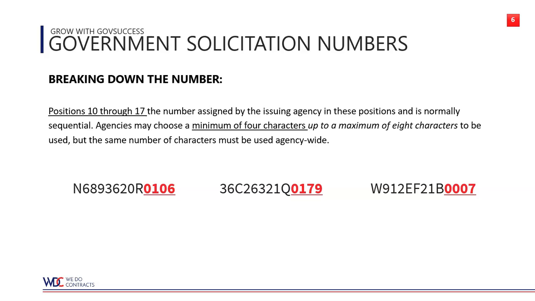The last 4 digits is just a sequential numbering system that the agency, the DODAC or the AAC, is issuing. It is usually in order, and rarely will you receive the one right after. It can be up to 8 digits long, although most of the time it is 4. If an agency chooses to issue more than 4, then all of their solicitations across the agency have to have the same amount of numbers. But most of the time you will see 4.